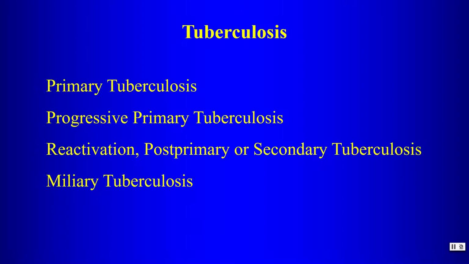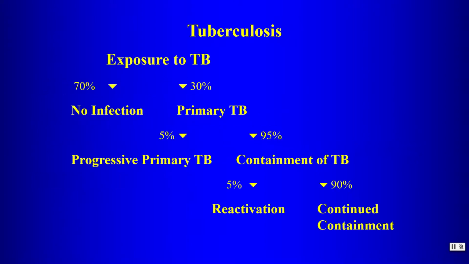All of those mean the same thing. And then, of course, miliary tuberculosis. Now, with exposure to tuberculosis, in 70% of cases, nothing happens. In 30% of cases, patients go on to develop a primary infection here, and in a small percent that can progress to progressive primary infection.